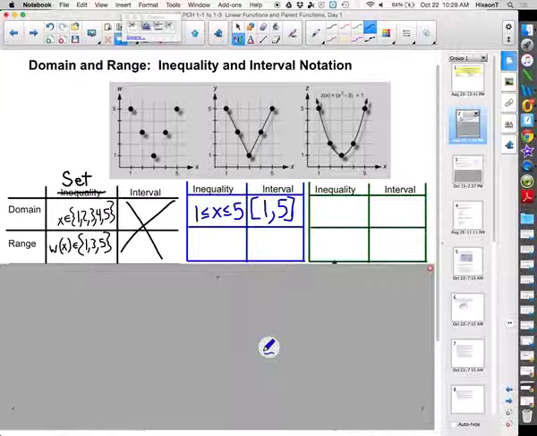Why do we put that there? What does that mean? That one is included, because there's a closed point, so one is included. Let's say, for example, there was an open point on either end, so I didn't want to include 1 and 5.